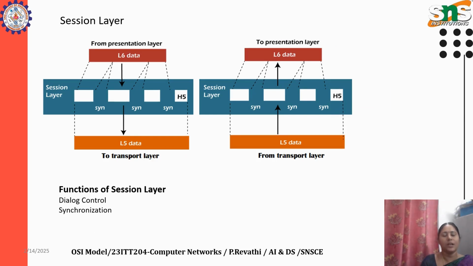Session layer. It is layer 5 in the OSI model. The session layer is used to establish, maintain, and synchronize the interaction between communicating devices. Functions of session layer. Dialog control. The session layer acts as a dialog controller that creates a dialogue between two processes, or we can say that it allows the communication between two processes, which can be either half duplex or full duplex.